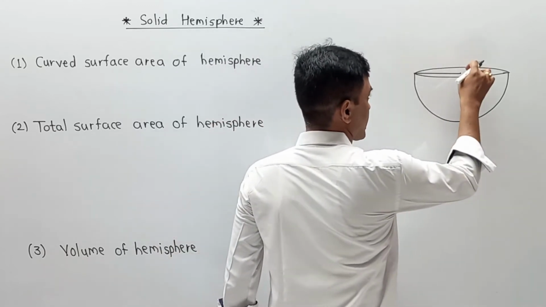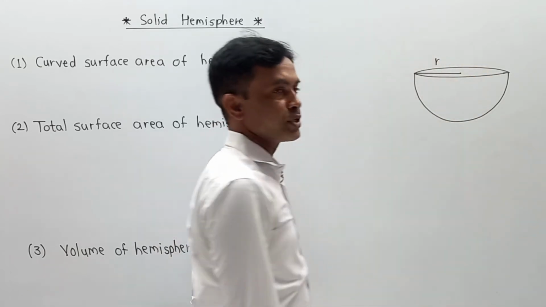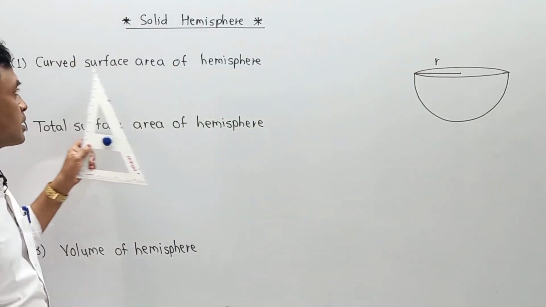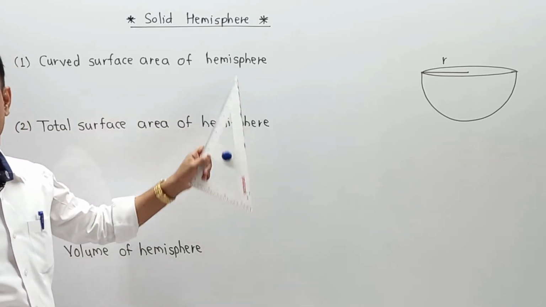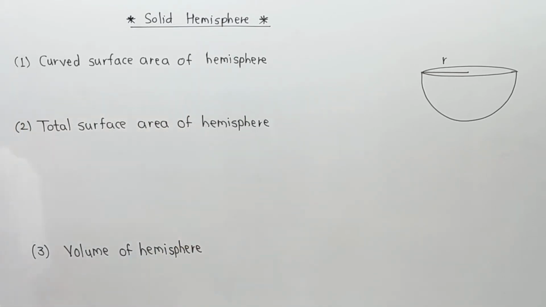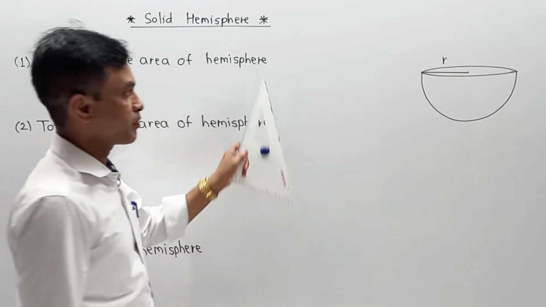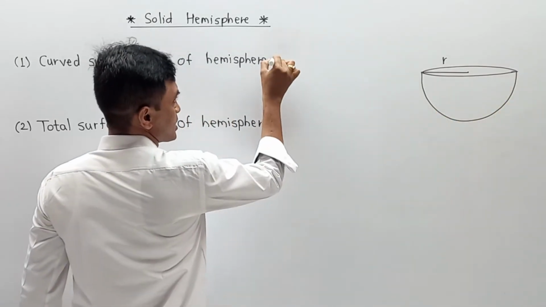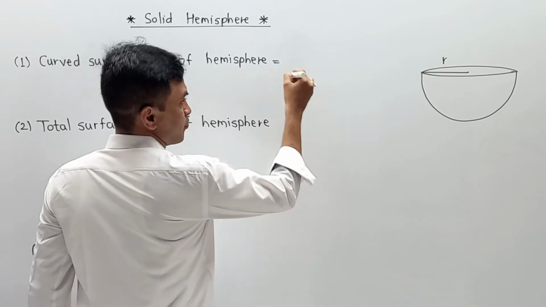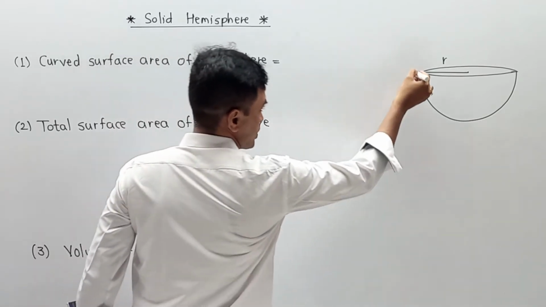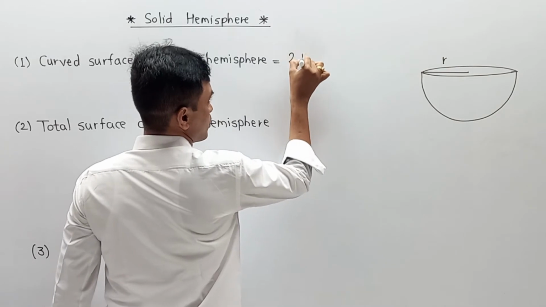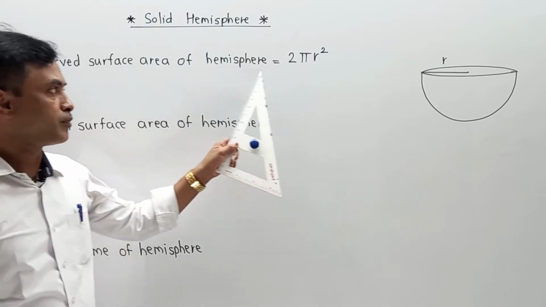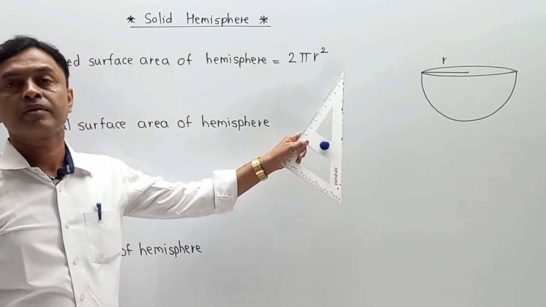If I say that r is the radius of this hemisphere, then one by one we have to understand some formulas. Among them, the first part is curved surface area of hemisphere. I repeat, curved surface area of hemisphere. This means the curved surface area of this hemisphere, which is half of the sphere. For the sphere we have written 4 pi r square. For the hemisphere, the curved surface area is 2 pi r square, where r is the radius of that sphere.